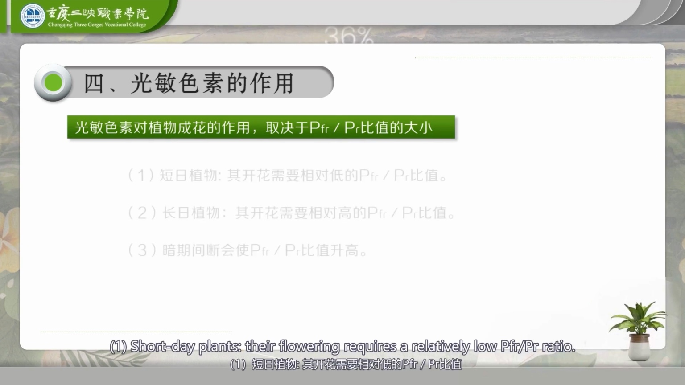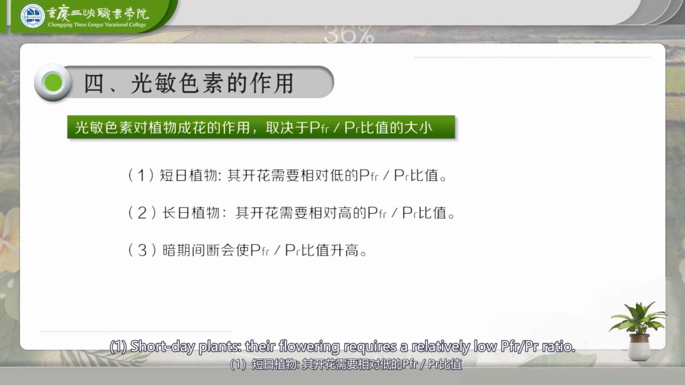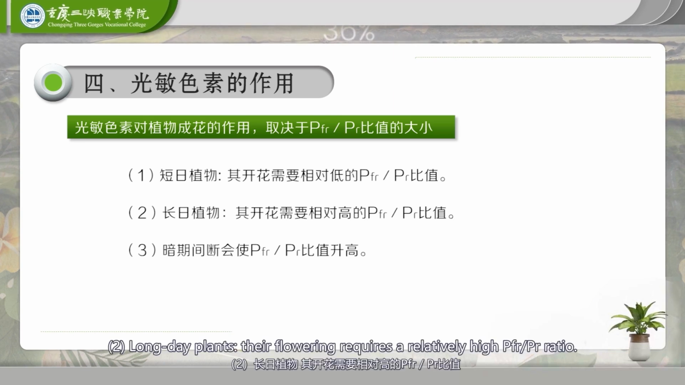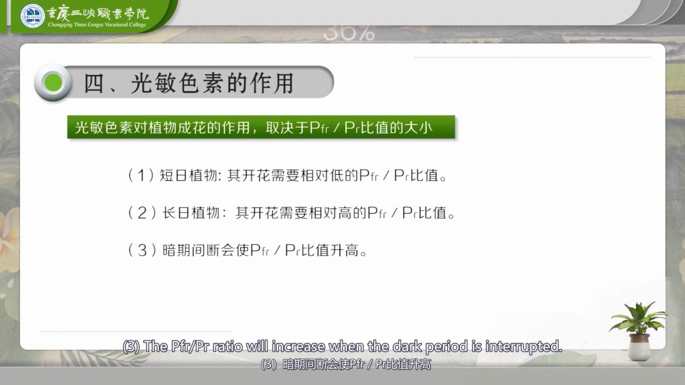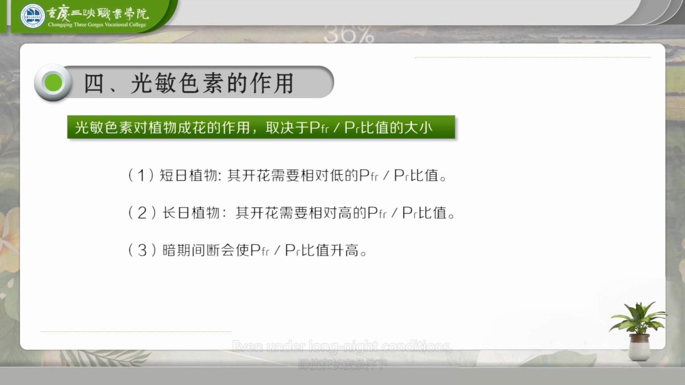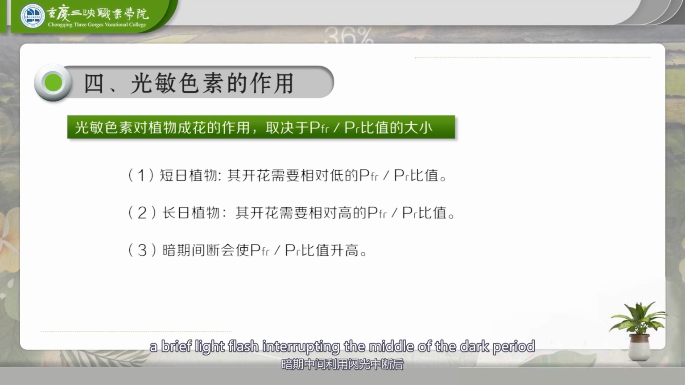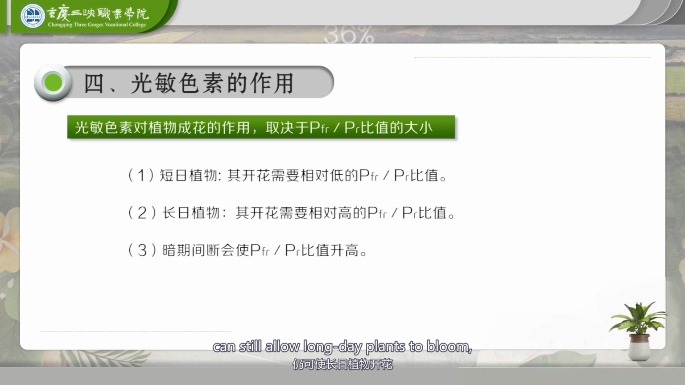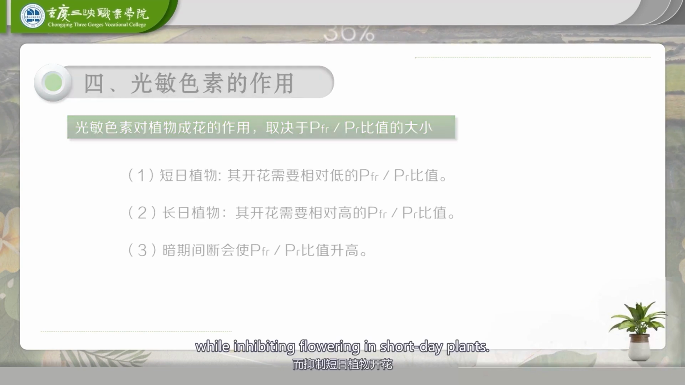3. The effect of phytochrome on plant flowering does not depend on the absolute amounts of PFR and PR, but depends on the magnitude of the PFR-PR ratio. 1. Short day plants. Their flowering requires a relatively low PFR-PR ratio. 2. Long day plants. Their flowering requires a relatively high PFR-PR ratio. 3. The PFR-PR ratio will increase when the dark period is interrupted. Even under long night conditions, a brief light flash interrupting the middle of the dark period can still allow long day plants to bloom, while inhibiting flowering in short day plants.